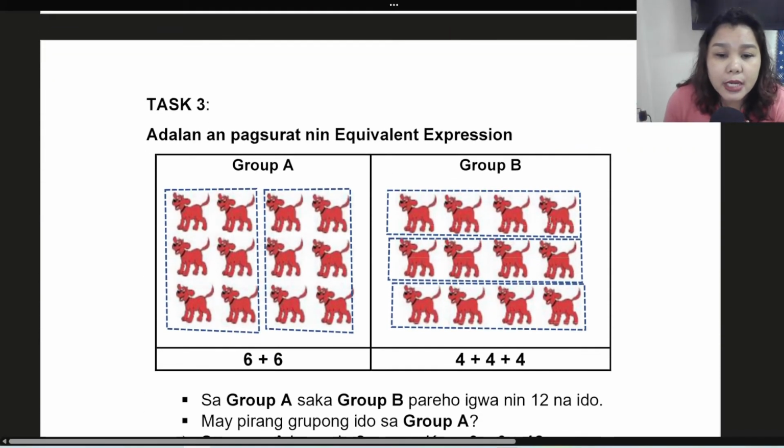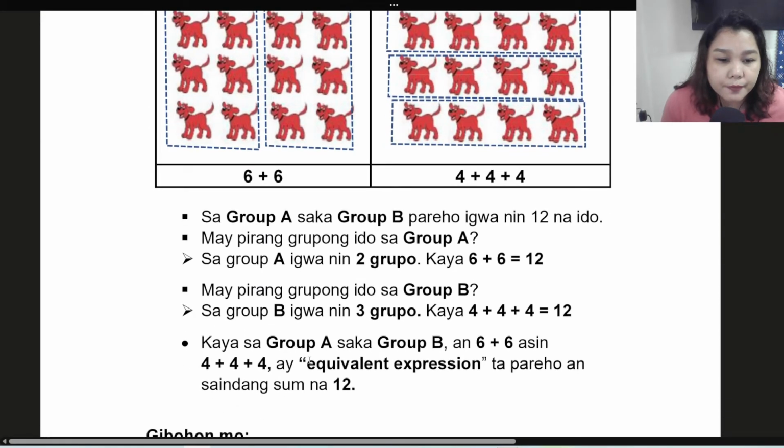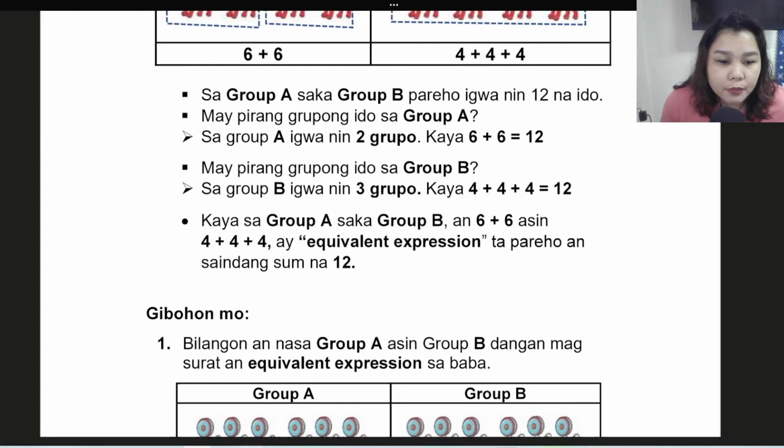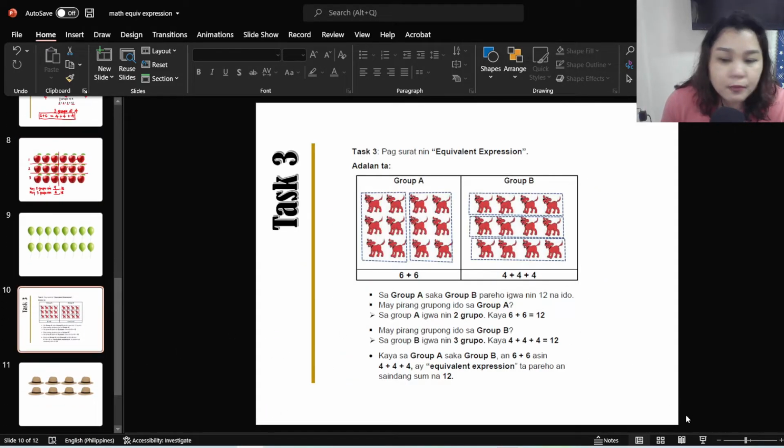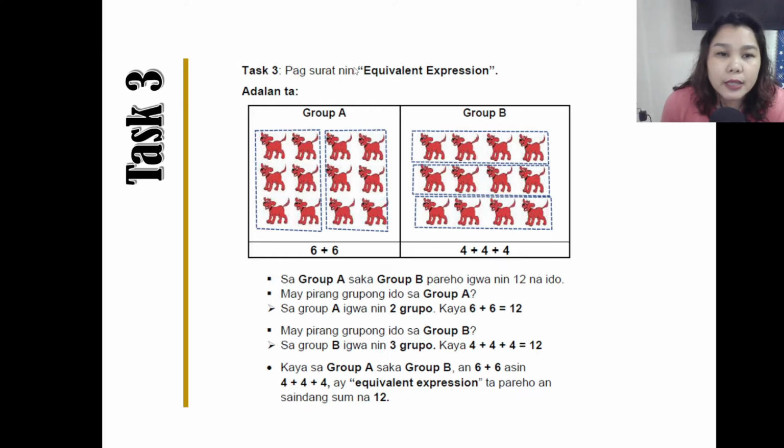Okay, task 3 naman. Task 3, let's go back to this one. Okay, for task 3, pagsurat ng equivalent expression. So we have here group A, group B, but if you notice, both have the same number of objects. So sa group A, sa group B, pareho iguaning 12 na ido. So both have the same figure.